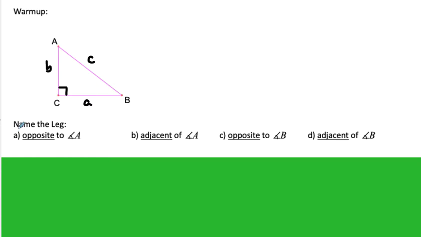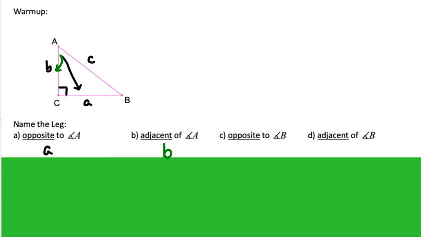So if I asked you to name the leg opposite to angle A, then it would be side A. If I asked you to name the leg adjacent to angle A, it wouldn't be the hypotenuse because that's not a leg. That would be side B. That's adjacent, meaning next to.